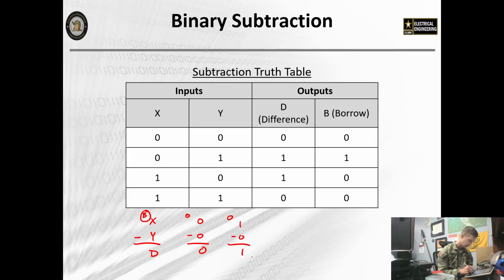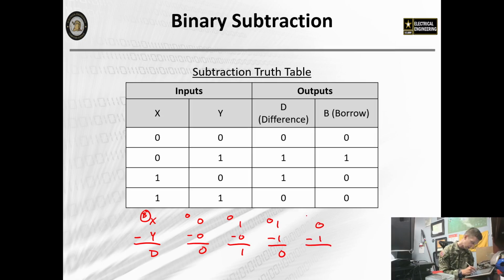So these are this row and this row. 1 minus 1, another easy one. That's 0 with no borrowing. So that's this last row here. 0 minus 1, this is the weird one.